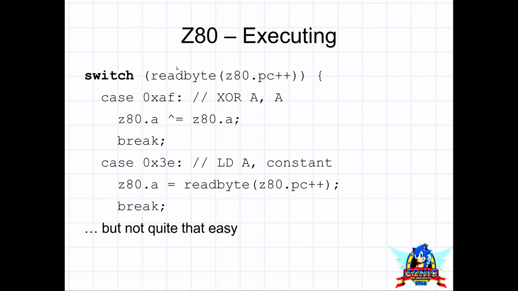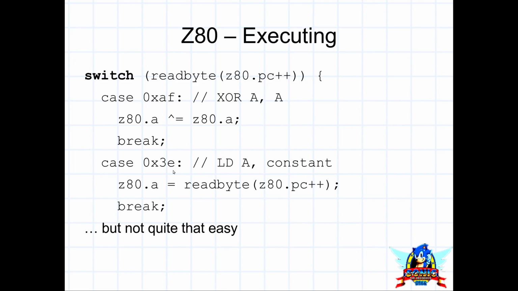And then we have a huge switch statement. And for every single opcode, we just write the implementation. So, for example, that AF, if you recall, was an exclusive OR A with A. So let's do z80.a exclusive OR z80.a, assuming that this Z80 structure has all of the registers written out inside of it. And then we're done. We've already incremented the program counter. We're going to break out of this, and presumably we're going to stay in a loop executing more instructions until we reach some terminating condition.